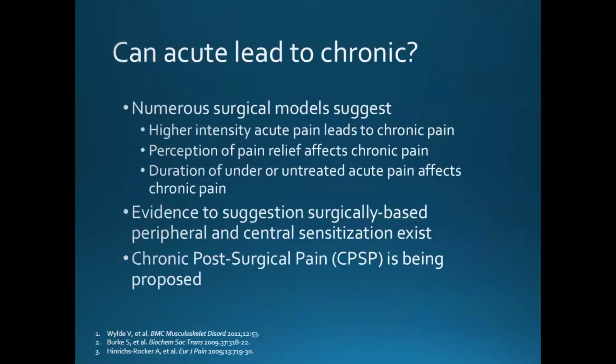Now, this throws a huge wrench into the works. Can acute pain lead to chronic pain? And the answer is yes, it can. And they've now actually coined a new term called chronic post-surgical pain syndrome. And we see that in a lot of different surgical models. And we think that if we do a good job managing pain immediately post-op, that we can prevent chronic post-surgical pain. The theory is that pain begets pain, just like seizures beget seizures and headaches beget headaches. So if we have a bunch of uncontrolled, out of this world severity pain, that can lead to further pain down the road.